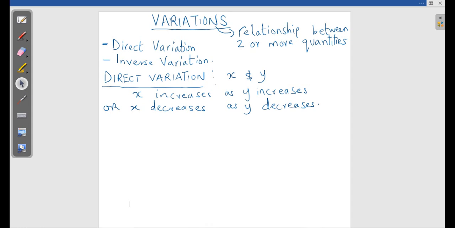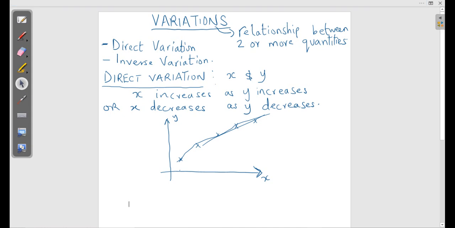That is direct variation. And that is the reason why the graph looks like this. So let's say this is x and this is y. So as x increases, y will increase, or as x decreases, y decreases, and that is something you're going to have as your direct variation. Now that is the concept of direct variation.